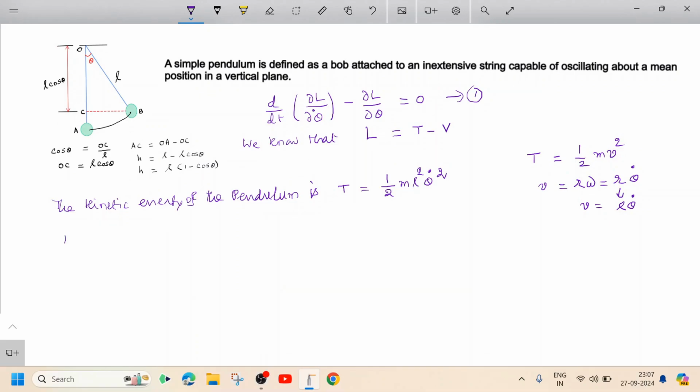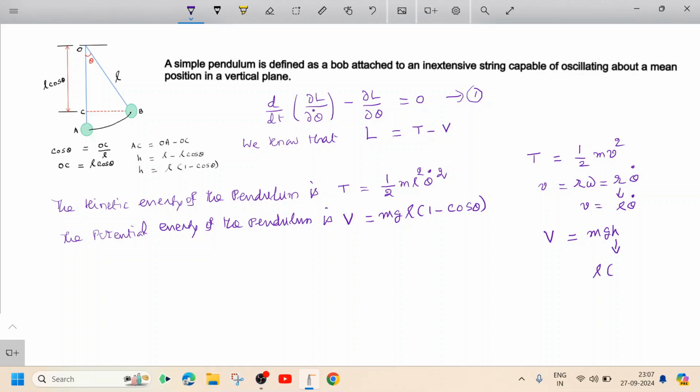The potential energy of the pendulum is capital V equal to mgL into 1 minus cos theta. The value of potential energy capital V in general is mg into h. Instead of h, we have to use L into 1 minus cos theta.